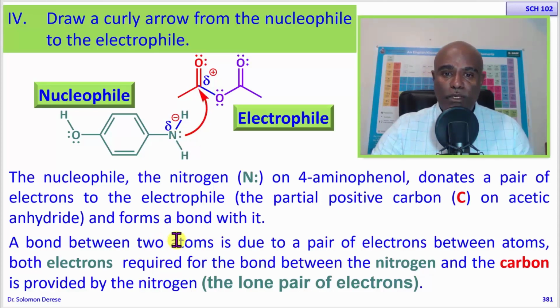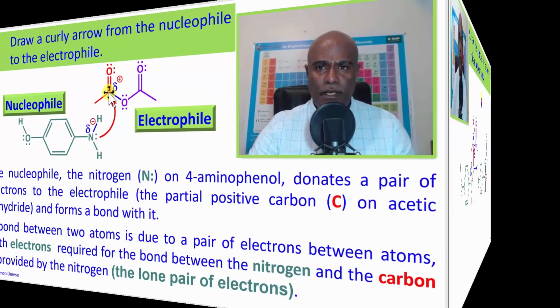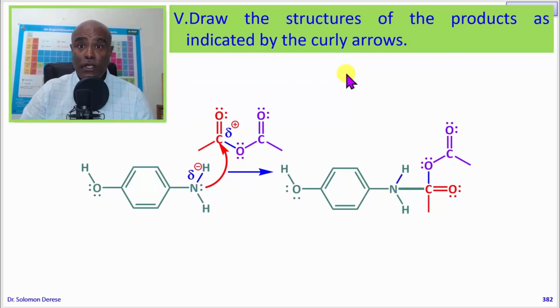So a bond between 2 atoms is due to a pair of electrons between these atoms. Both electrons required to form a bond between the nitrogen and the carbon are provided by the nitrogen. So now we can see a product that's going to be formed as a result of bond formation between this nitrogen and the carbon. We have so far gone through 4 step-by-step guides to drawing reaction mechanisms.